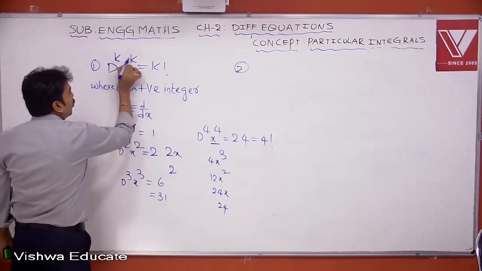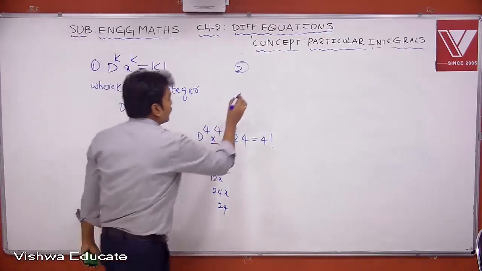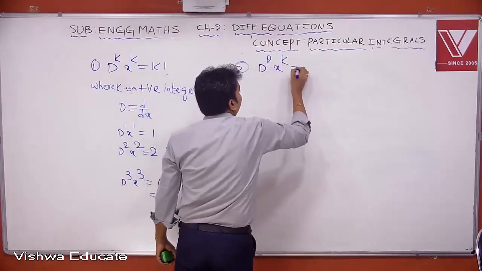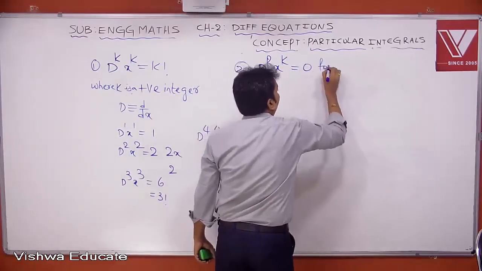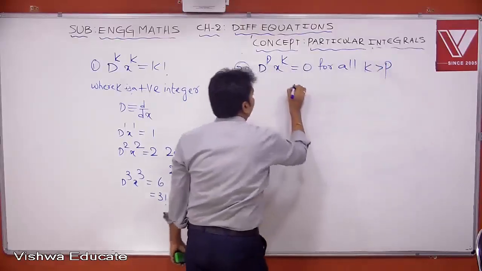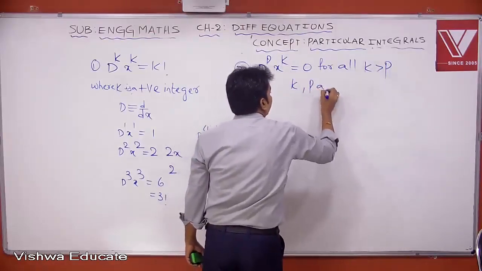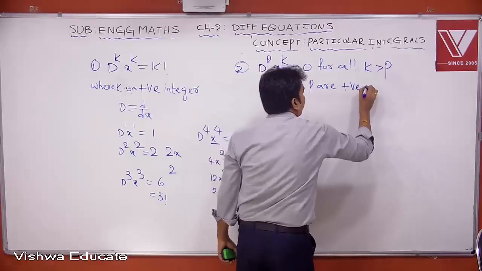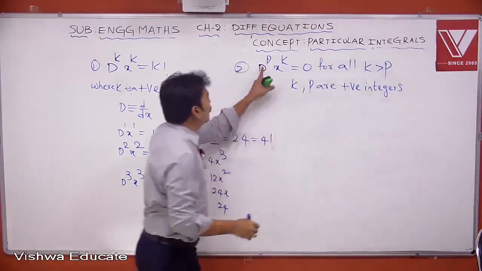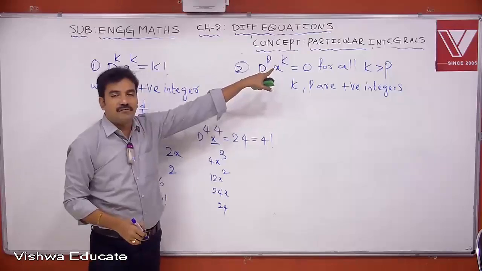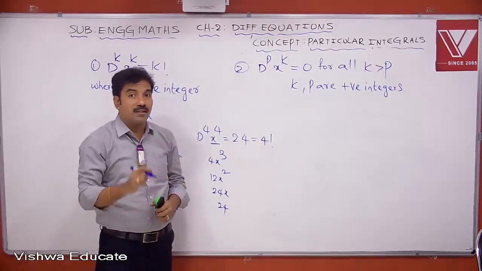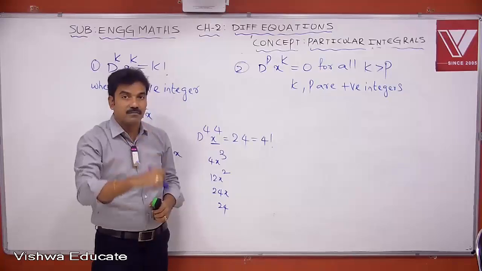But when this number dominates this, then the result will be like this. If I write D power p of x power k, this will be 0 for all k greater than p, where k, p are positive integers. When both powers are same, the result is k factorial. When the power of D dominates the x power, it becomes constant, so the derivative becomes 0.